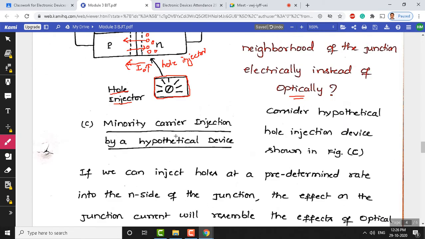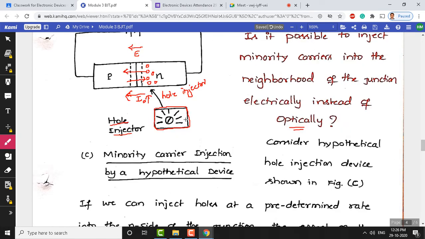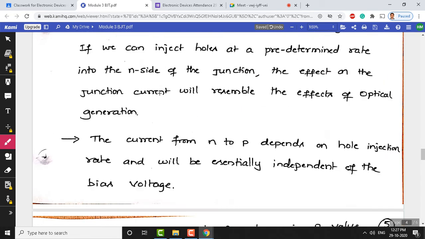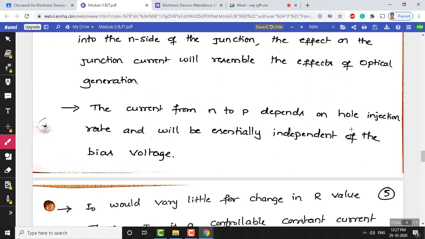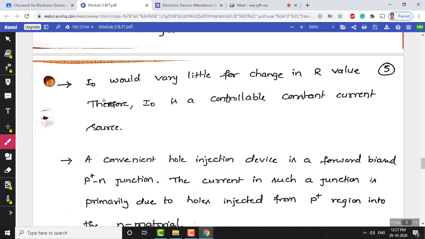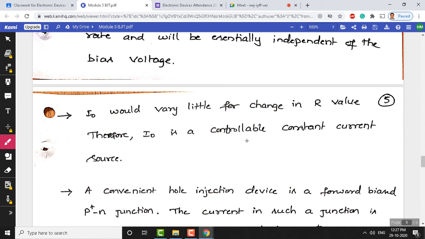Now let us see, instead of having the hole injector with this kind of diagram, is there any alternative junction we can create so that it can inject holes? Let us see that here. The current flow from N to P depends on the hole injection rate and will be essentially independent of the bias voltage. This we have already seen. I naught would vary very little for a change in the R value, therefore I naught is a controllable constant current.